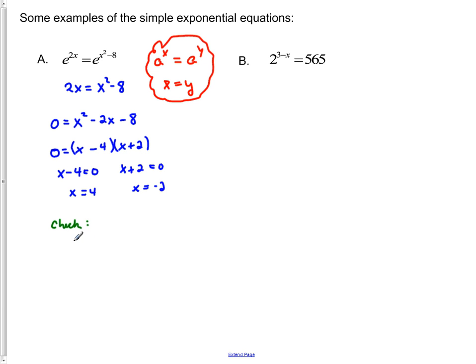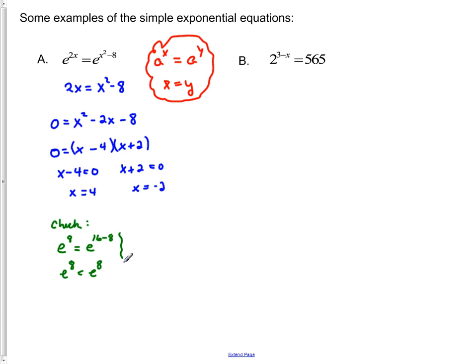Well, does it check out here? Sure. At x equals 4, if we substitute in, e to the 2x would be the same thing as e to the 8th. And of course, e to the x squared minus 8 would be the same thing as saying 4 squared minus 8. And yes, those two are definitely equal to each other, because e to the 8th is equal to e to the 16 minus 8, which is also 8.